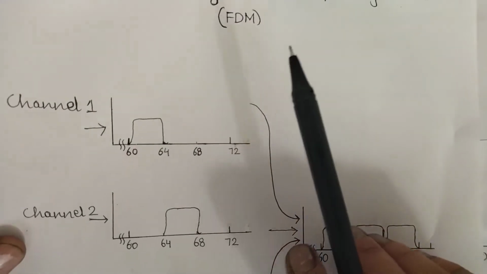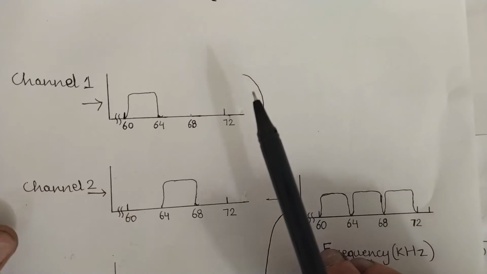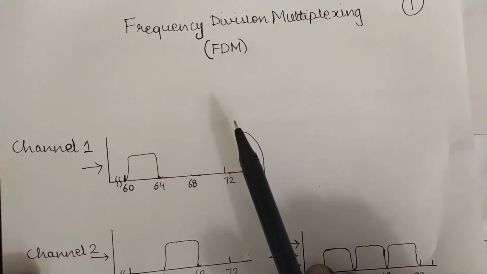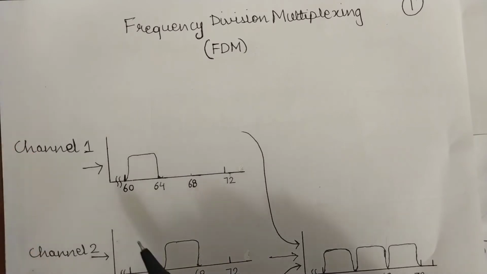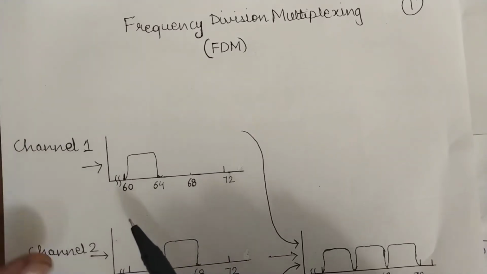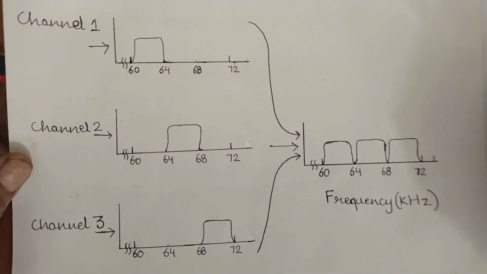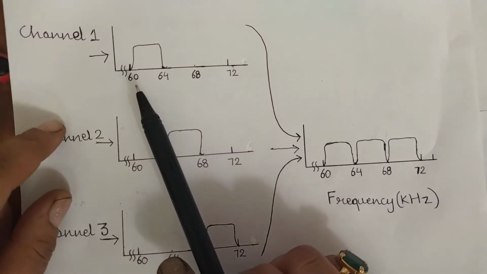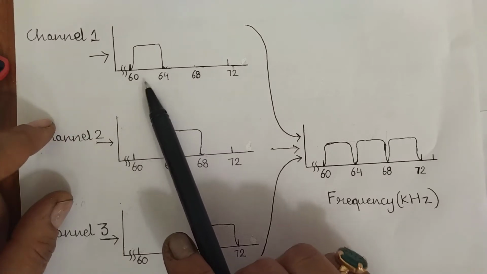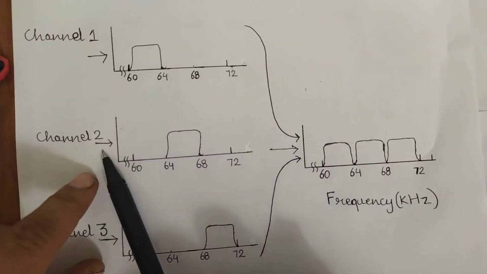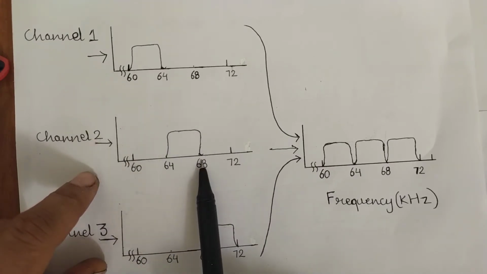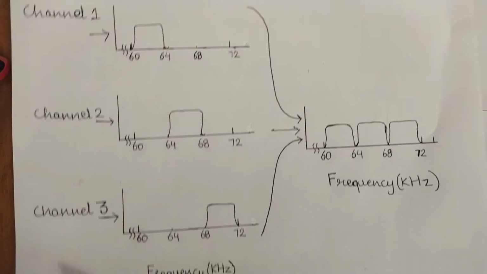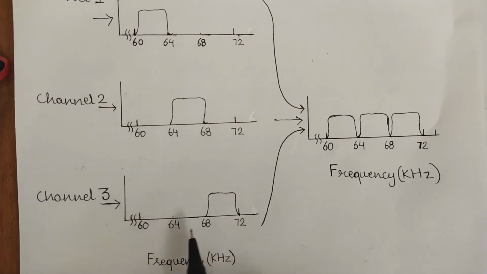Now throughout a range of frequencies or throughout a frequency spectrum, there are different channels that we want to use. Like this is channel 1, channel 2 and channel 3. So the frequency spectrum that is used by channel 1 is from 60 to 64 kilohertz. Then the frequency spectrum that is used by channel 2 is 64 to 68 kilohertz. And then the frequency spectrum that is used by channel 3 is within the range of 68 to 72 kilohertz.